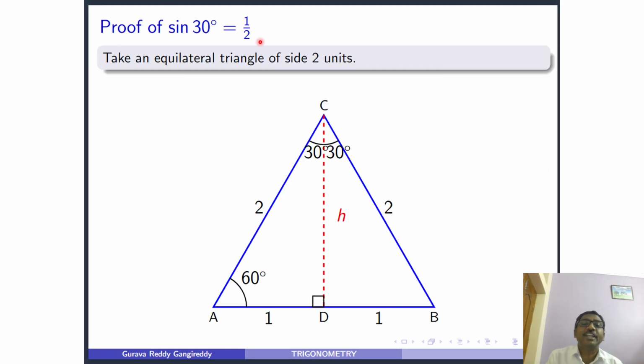Proof of sin 30 degrees is equal to half. Take an equilateral triangle of side 2 units. This is side 2 units. This is also side 2 units. And this is also side 2 units.